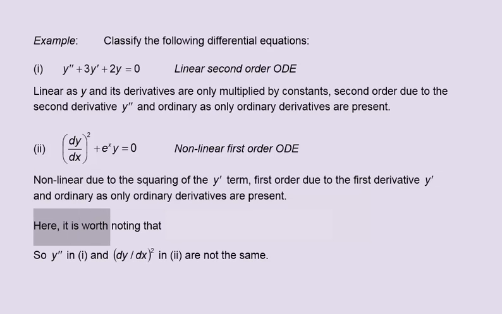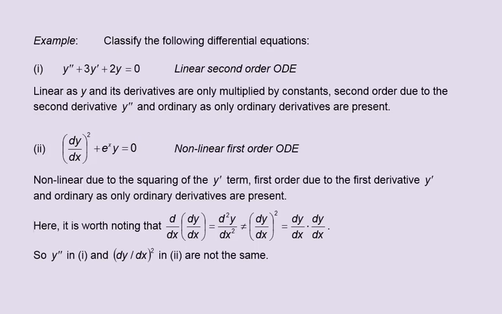Here it is worth noting that d by dx of dy by dx equals d2y over dx squared, the second derivative of y with respect to x. This does not equal dy by dx all squared, which does equal dy by dx multiplied by dy by dx. So y double prime in 1 and dy by dx all squared in 2 are not the same.